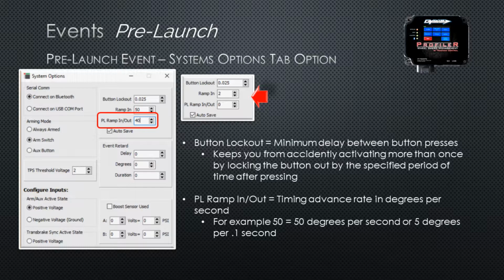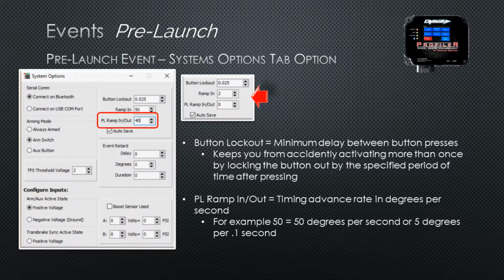you need to go to the System Options tab, which is located at the top of the Profiler software screen, and it opens the System Options window as you see here on the left. One of the items in there is PL ramp, in and out. PL stands for pre-launch. Ramp in and out refers to the rate that we're going to ramp our timing in and out, and it's timing advance rate in degrees per second. For example, if there was an entry of 50, that stands for 50 degrees per second, or 5 degrees per tenth of a second.